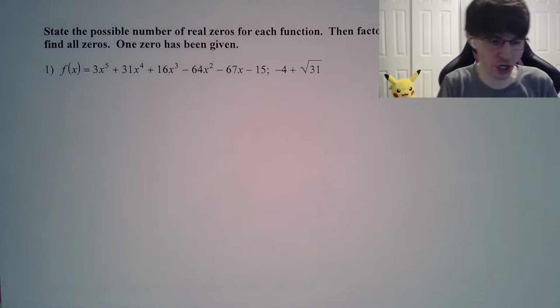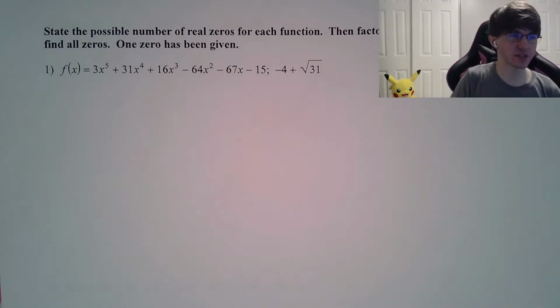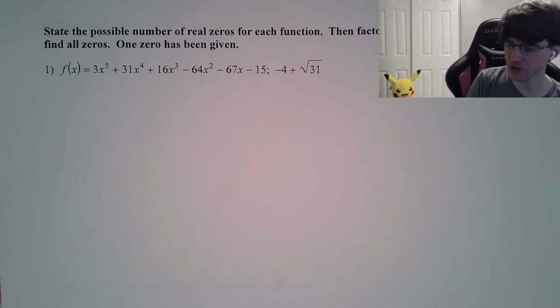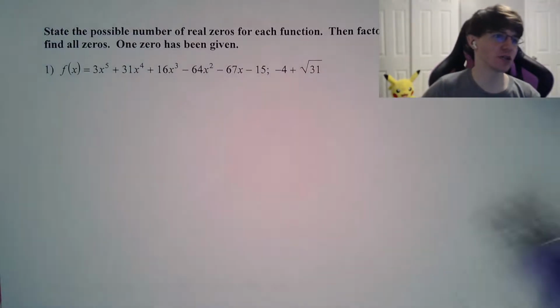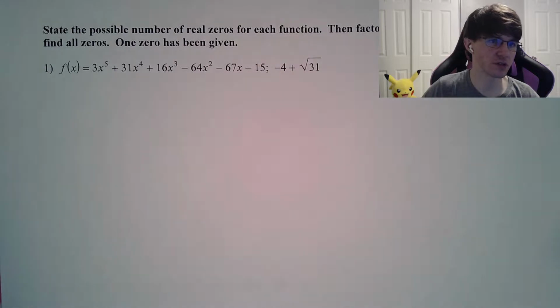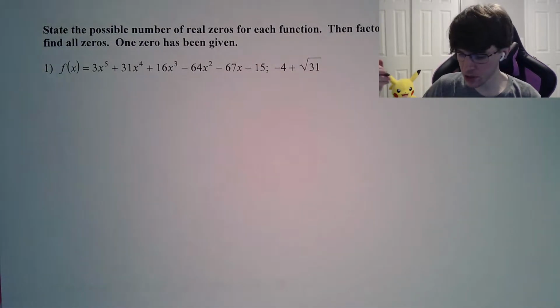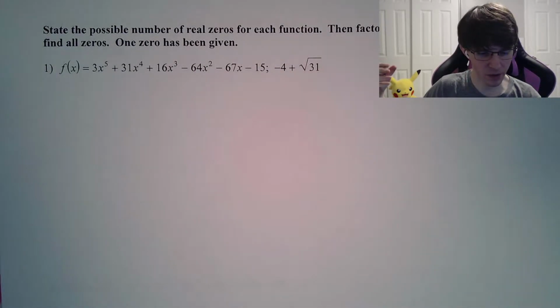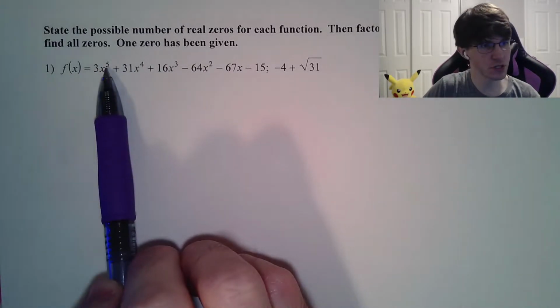We're doing this pre-calc assignment, advanced factoring, where you have x to the power 5 and have to figure out how to factor it. It says to start by stating the possible number of real zeros of each function. The real zeros are always going to be either all odd numbers or all even numbers. So there could be 5 real zeros to this question.